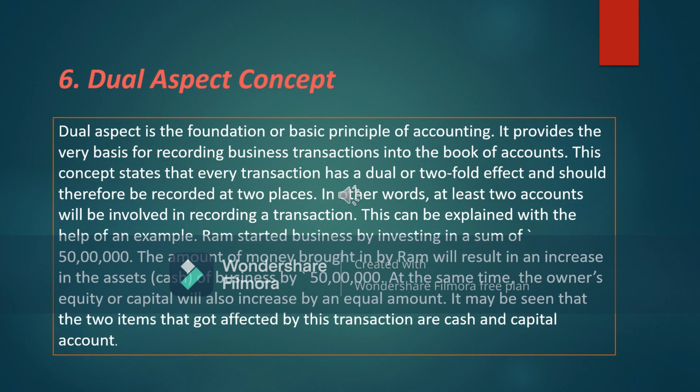At the same time, the owner's equity or the capital will also increase by an equal amount because he is introducing the money. So capital will also increase, or the liability. It may be seen that the two items that got affected by these transactions are cash and the capital account. So for recording of the financial transactions, everywhere the double entry system will be there, and the dual aspect concept says that at least two accounts will be impacted for doing any financial transactions.